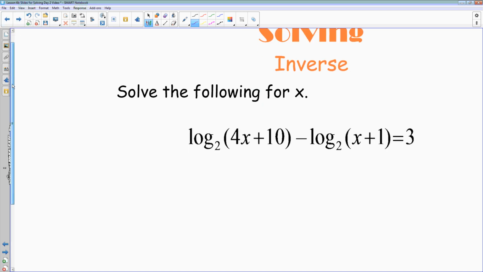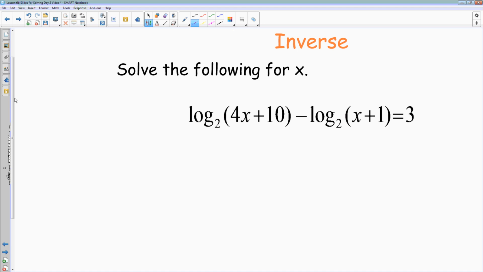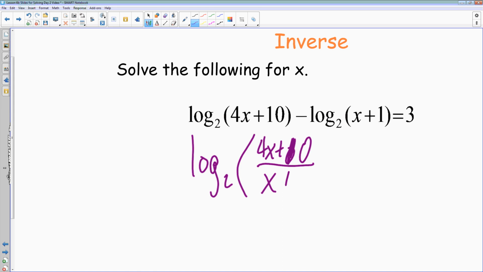All right, for the next one, we have log base 2 of 4x plus 10 minus log base 2 of x plus 1 equals 3. So it's a subtraction problem, so this is the quotient rule, or quotient property. So I'm going to write it like this. So log base 2 of 4x plus 10, whoops, sorry, that moved on me, over x plus 1 equals 3. All right, now how do we get rid of a log?